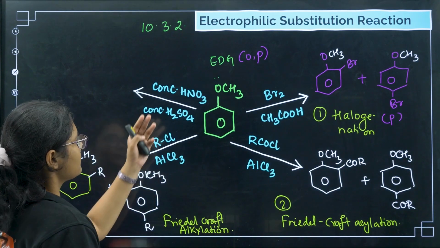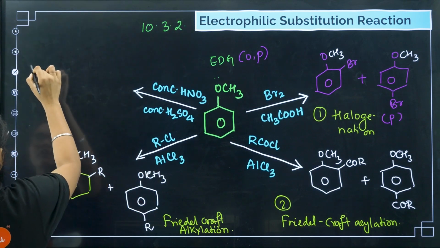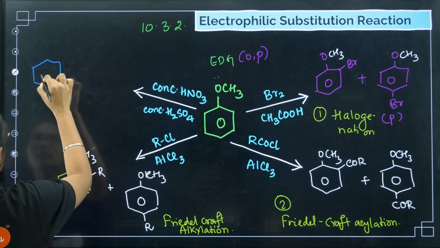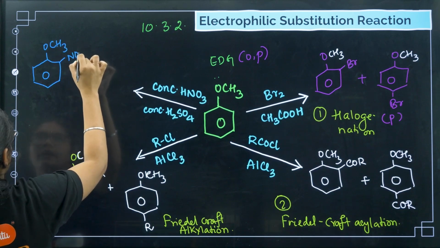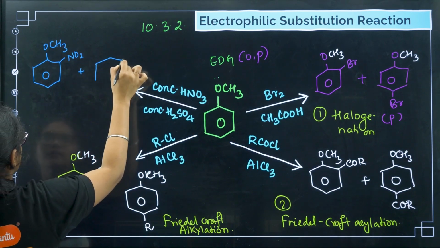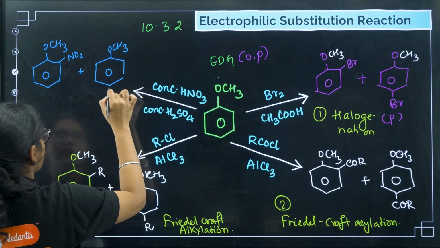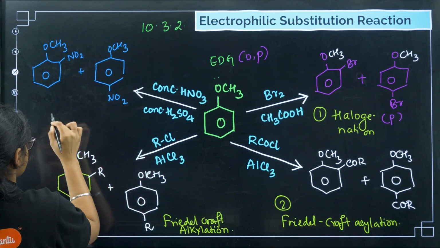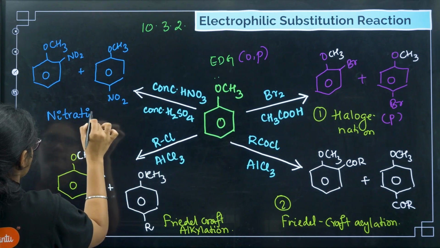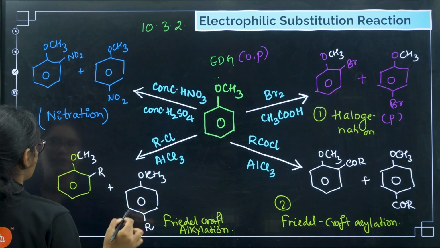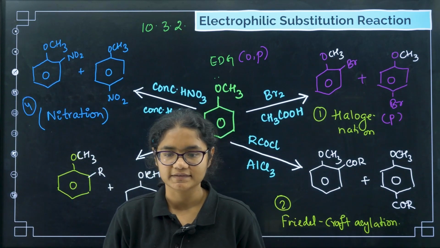Next, coming to concentrated HNO3 and H2SO4. So if we see this reaction, we will get OCH3, this will add NO2 at the ortho position, and then we will get OCH3 and NO2 at the para position. So this is nitration, this is reaction number 4. I hope this is clear, okay.